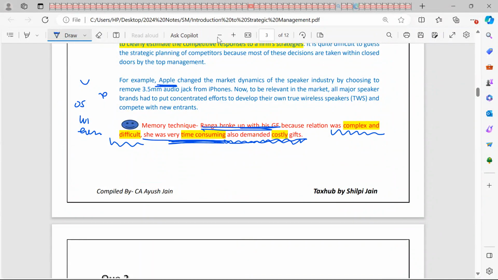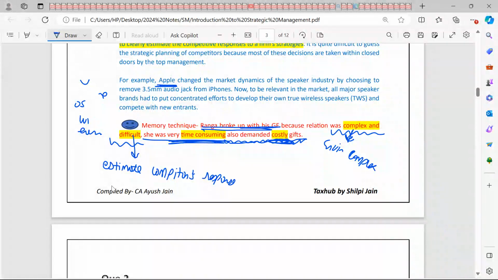So in exam, if anyone asks you what are the limitations of strategic management, you only have to remember why Ranga broke up with his girlfriend. Ranga broke up with his girlfriend because the relationship was very complex and difficult. And she was a very time consuming girl. And she demanded costly gifts. What is complex? Environment is highly complex. Okay. Next, the word for difficult: it is very difficult to estimate the competitor's response.